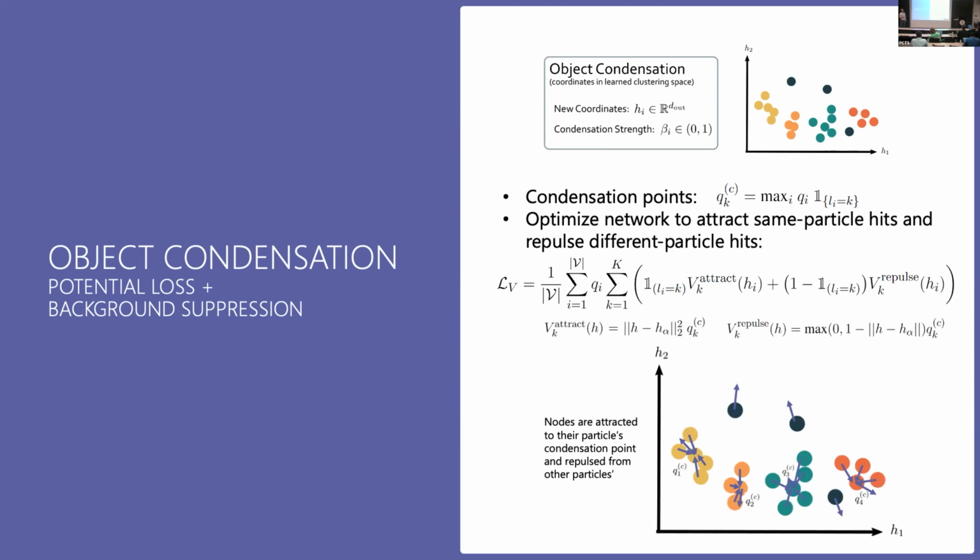The idea here is to optimize an attraction-repulsion potential for each of the particles. In the object condensation paper, the author recommends that instead of building a potential for every particle, you just take the condensation point in each particle, and then you apply the potentials. The attraction potential is just a quadratic potential around the condensation point for the particle, and the repulsion potential is a hinge loss that ensures that any hit that doesn't belong to the particle and gets too close to the condensation point gets pushed away.